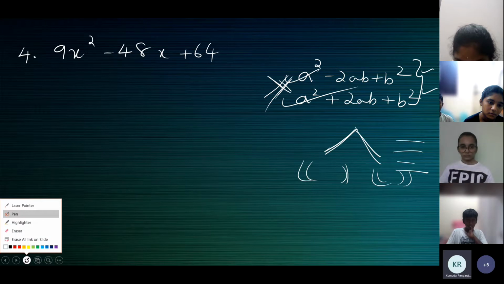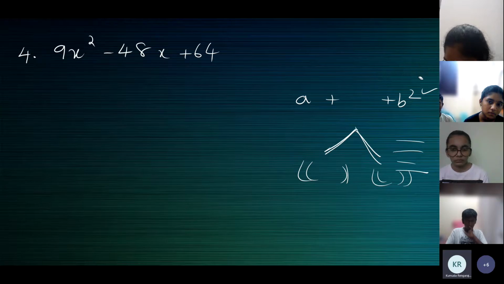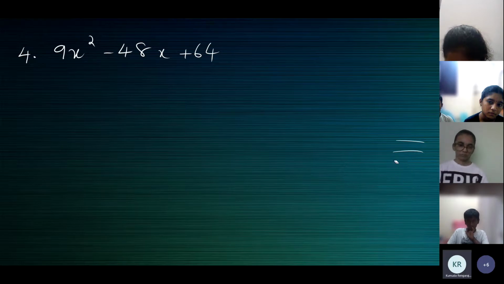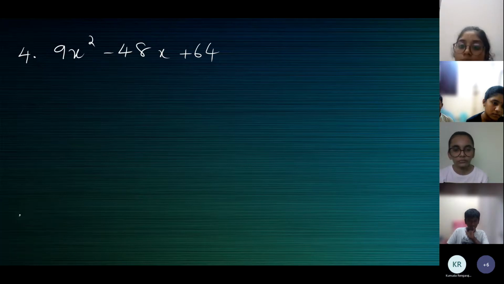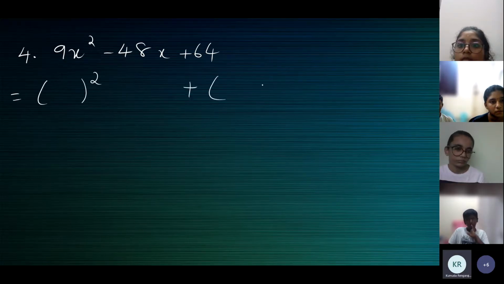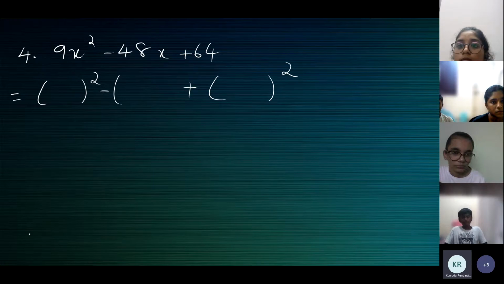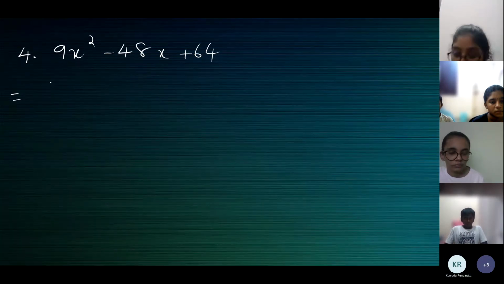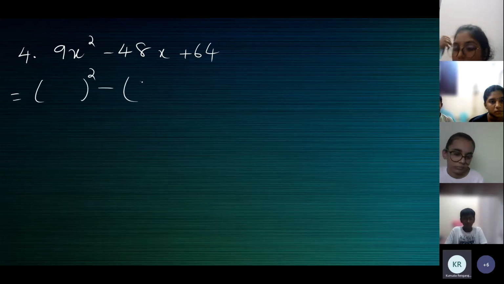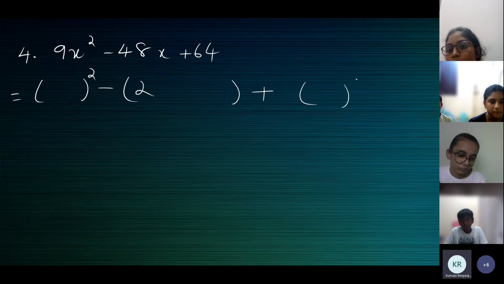So when there are three terms, you will check if you can write them in the form a square minus 2ab plus b square or a square plus 2ab plus b square. If not, then split the middle term. Now let me check. I am looking at this as a square, this one as plus b square, and this one as minus 2ab. The first term as a square, minus the second one as 2 into a into b, plus the third one as b square.